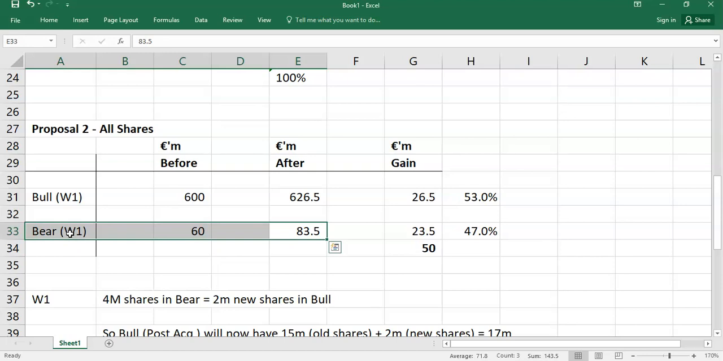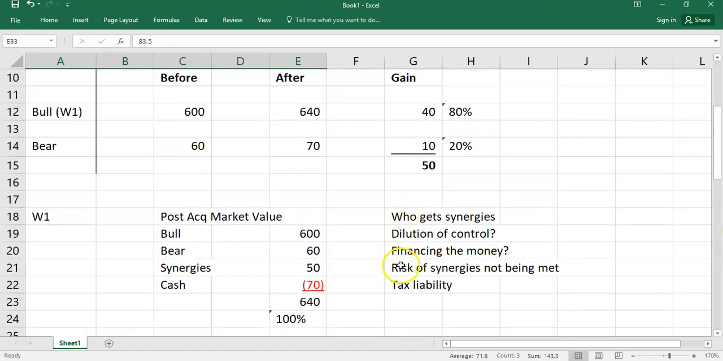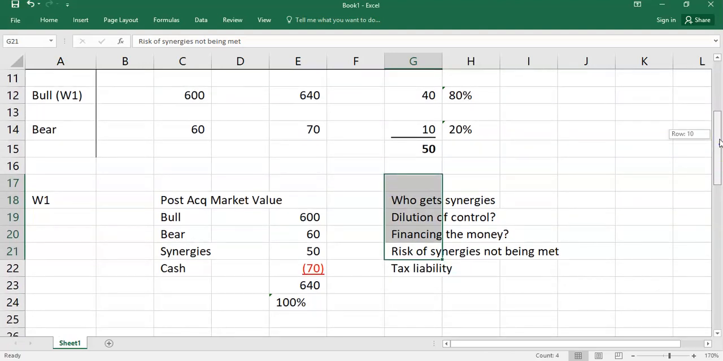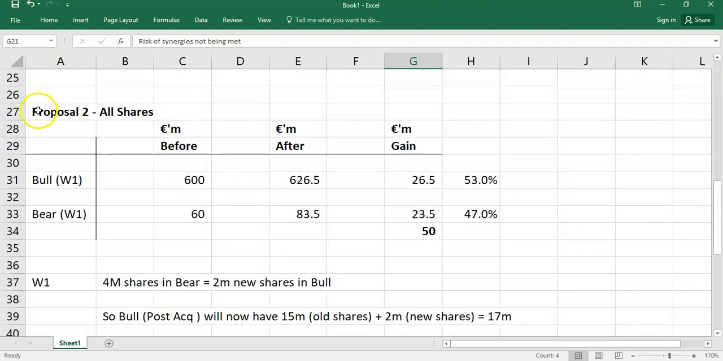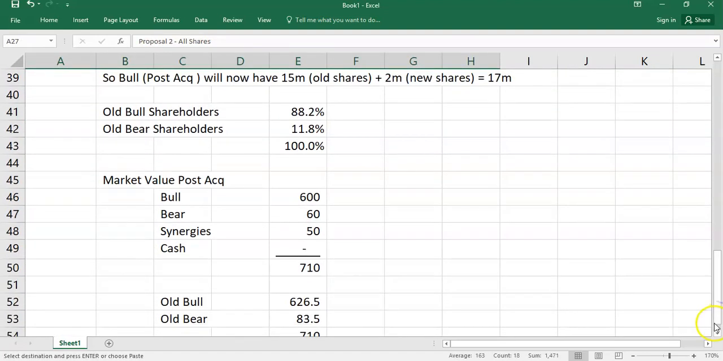So there is a tax element to it, there's a control element to it, there's the synergies, and there's the financing. So there's a lot of work involved there from a non-financial perspective to analyse it. But we'll put them all on the table at the end just to see exactly which one is better for which group of shareholders. So your last proposal then is a combination of the previous two.